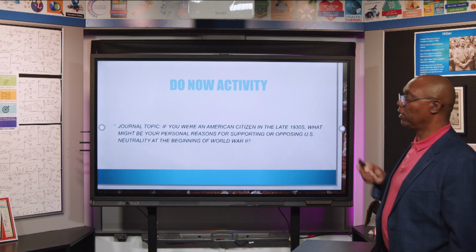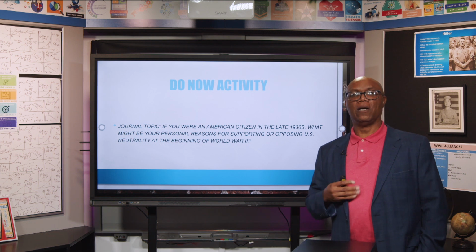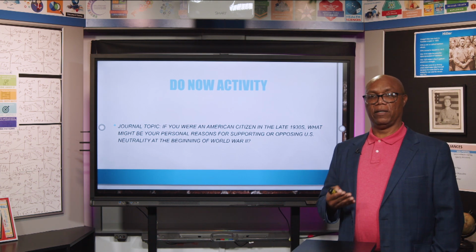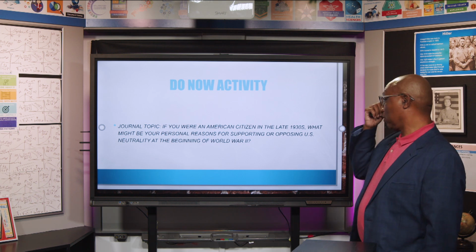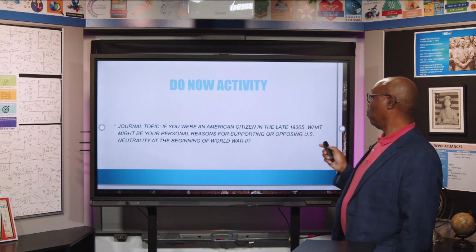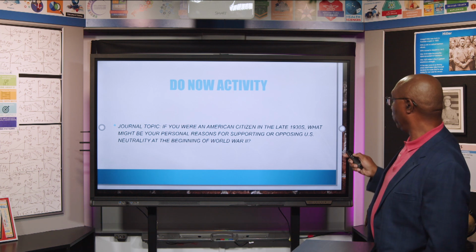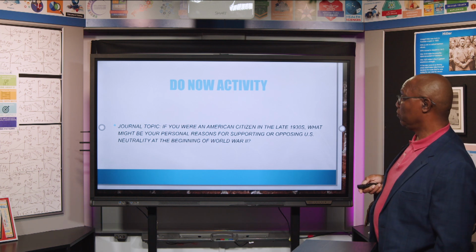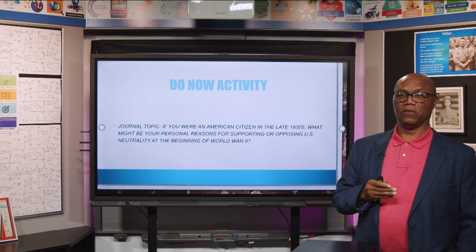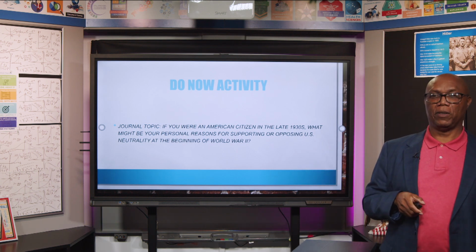First thing we want to do is look at our do now activities. Once again, take out your journals, write down the statement that we've given you, and then go ahead and respond to that particular prompt. The topic says, if you were an American citizen in the late 1930s, what might be your personal reasons for supporting or opposing U.S. neutrality at the beginning of World War II? Go ahead and take a few minutes, write those responses down, and we'll come back and examine them in just a few moments.